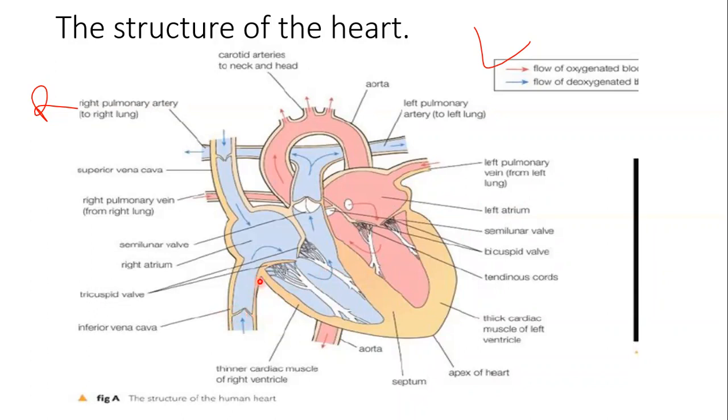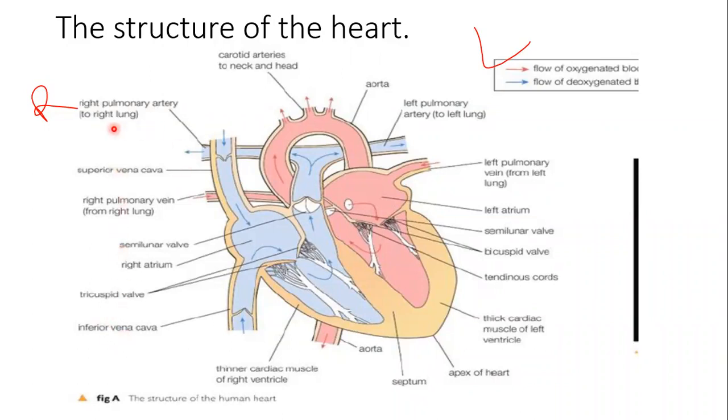There are 2 branches of vena cava, the inferior vena cava and the superior vena cava. The inferior vena cava brings deoxygenated blood from the lower body, from your arms, from your legs, from your abdomen.